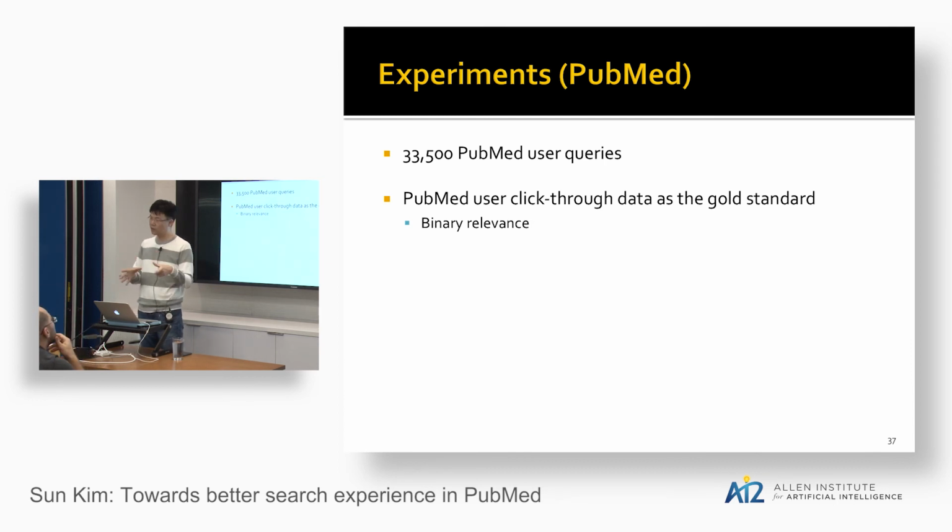For this simplified approach, we used more queries because we need a larger training set for neural network training. For this experiment, we used around 33,000 PubMed queries. We also used user click-through data for the gold standard. In previous experiments, we used different levels of relevance, but for this, we used binary relevance.